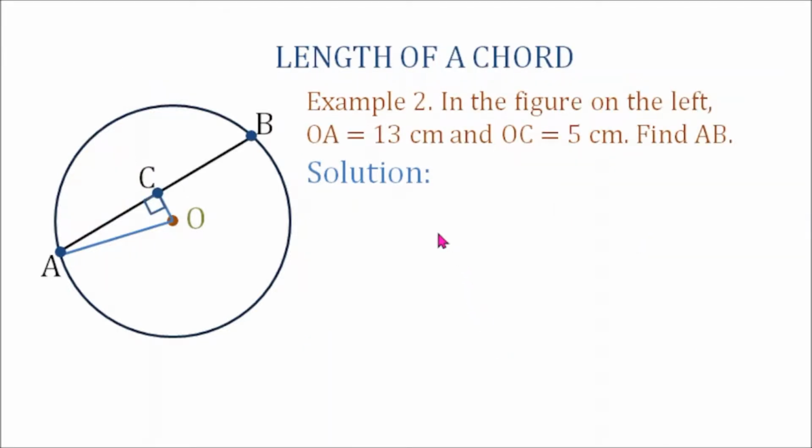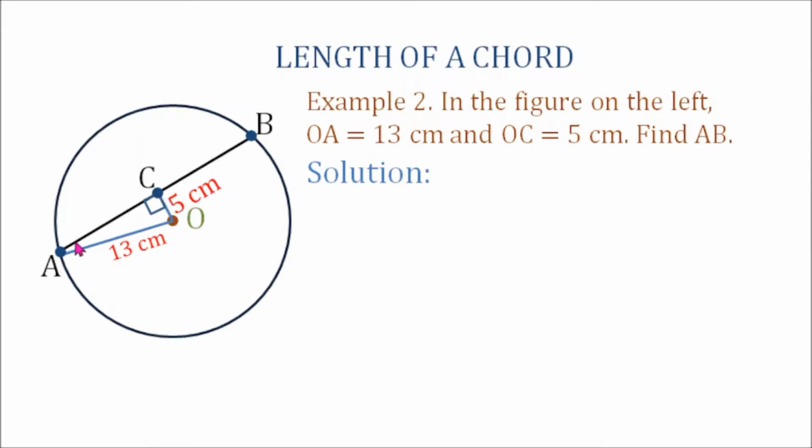Now, let's solve a problem about finding the length of a chord. Example number 2. In the figure on the right, OA equals 13 cm and OC equals 5 cm. Find AB. So first, let us label. OA equals 13 cm and OC equals 5 cm.